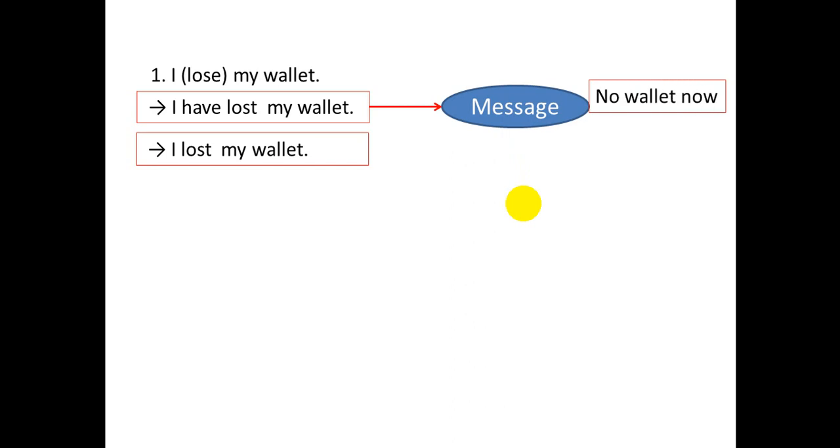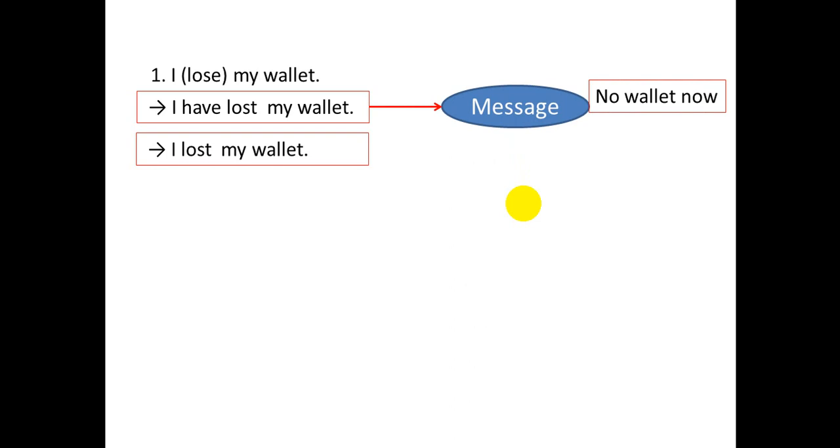I lose my wallet. So this is a sentence without any time indicating word or phrase. If I ask you which tense will be used for this, you will be confused because there is no time indicating word or phrase. If I write I have lost my wallet or I lost my wallet, which one is correct? You will be confused, but I must say both are correct because my focusing point is different from each other. The first one, I am focusing on the walletless situation of I. That means I don't have any wallet right now.